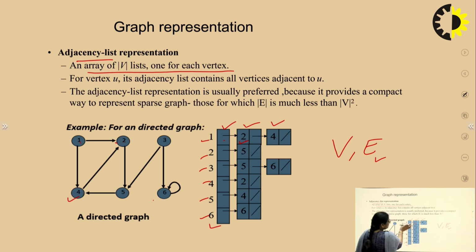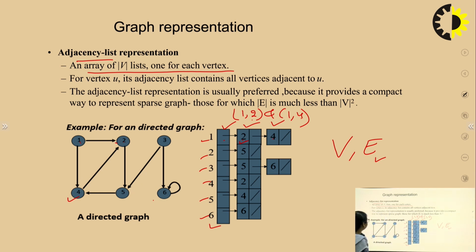So 1 is the node, its adjacent nodes are 2 and 4. What does it mean? It means we are having edges 1, 2 and 1, 4 in our graph. So this information we have stored. What information have we stored? 1 is the first node of the pair, and 2 and 4 are the second nodes of the pair. So this is representing 2 edges.